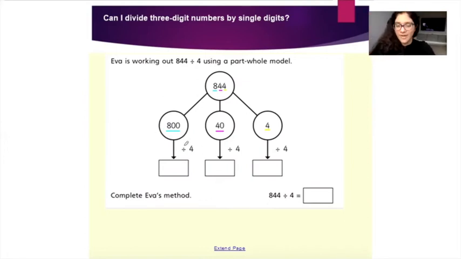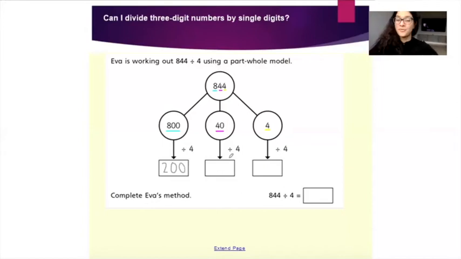So 800 divided by 4. How many 4s go into 800? If you're thinking 800 is a huge number, get rid of the zeros for a second and just think about the number 8. How many times does 4 go into 8? 4, 8. Well done. And then all you have to do is just add the zeros that are in the 800 to get 200. There you go, you've already worked it out.